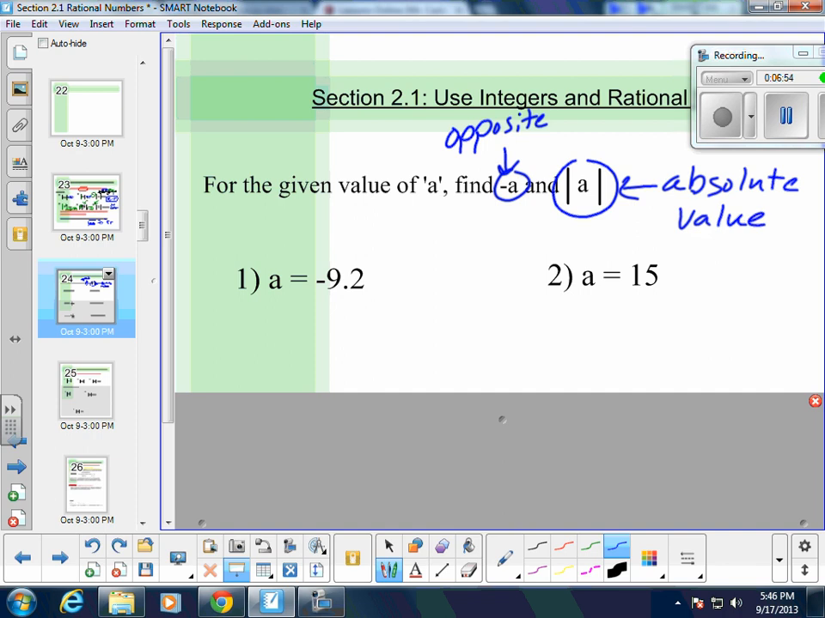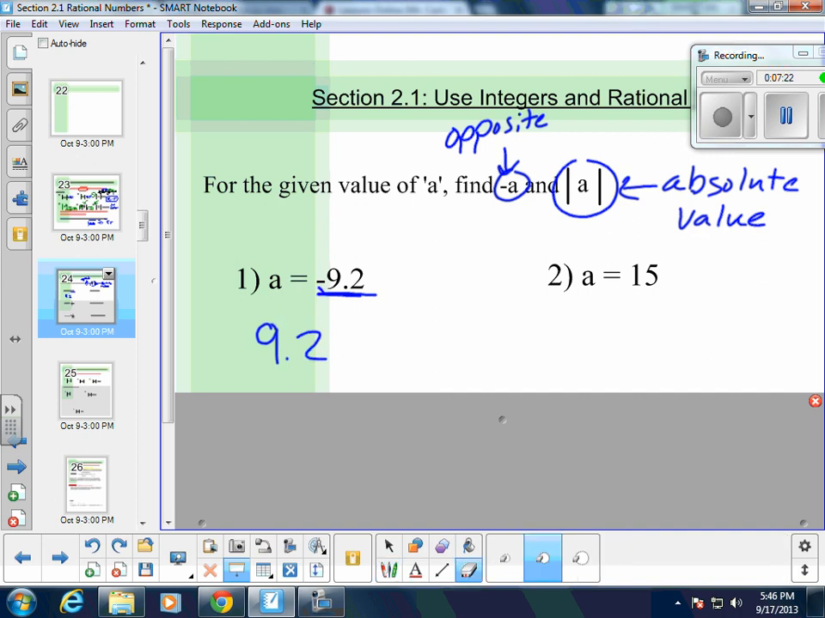And again, these are problems like you might see in the book. So I'm going to go through a few examples just to show you what they're looking for. This first one says A is negative 9.2. What I want you to do for these is they're asking you two different questions. They're saying what's the opposite of that number and then what's the absolute value. So you're going to answer the two different questions. What's the opposite of this number? Well, the opposite would be positive 9.2. Opposite of negative 9.2 is positive 9.2.